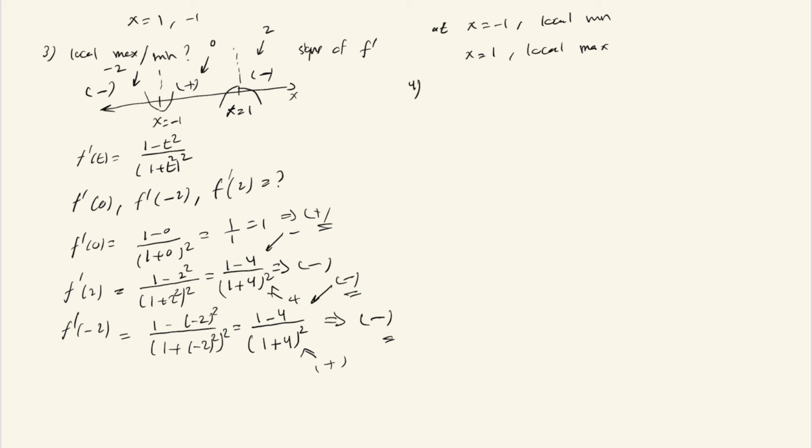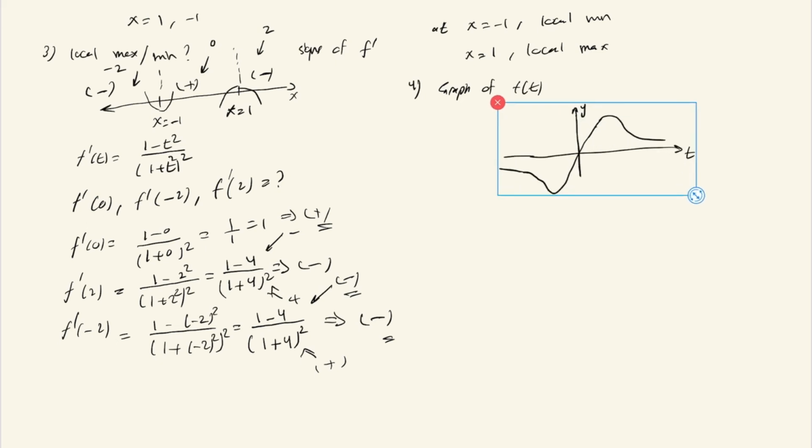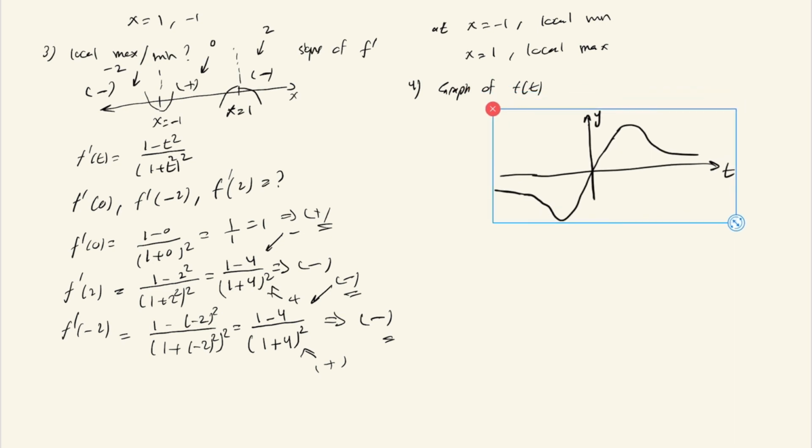Now step 4 is to determine the behavior of the function f of t as t approaches the endpoints. Here we can do that using two ways. The first way is using the graph, and the second way is using the function f of t. So this is the graph of the function. Notice we have a local maximum and minimum here. The local maximum is going to be at 1, and the local minimum is going to be at -1.